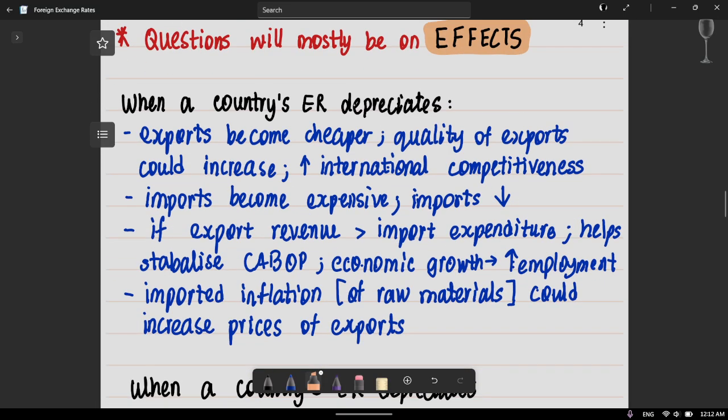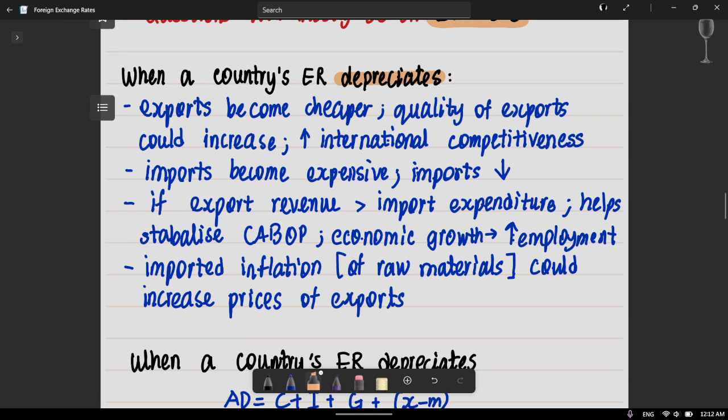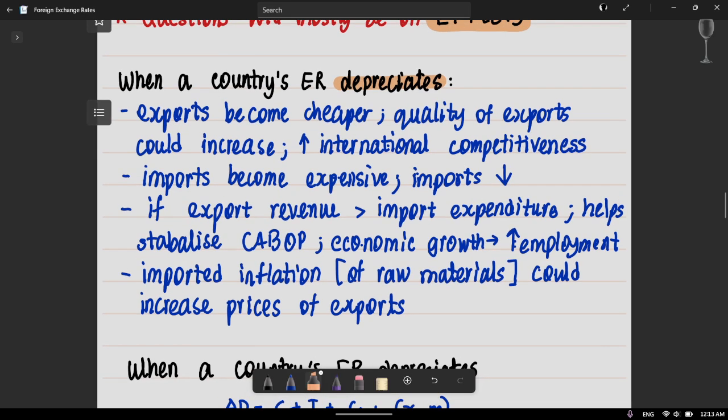Now, when a country's exchange rate system depreciates, what happens? Now, when it depreciates, your exports become cheaper, which could lead to the quantity of your exports increasing, which could increase your international competitiveness. Now, why does this happen?